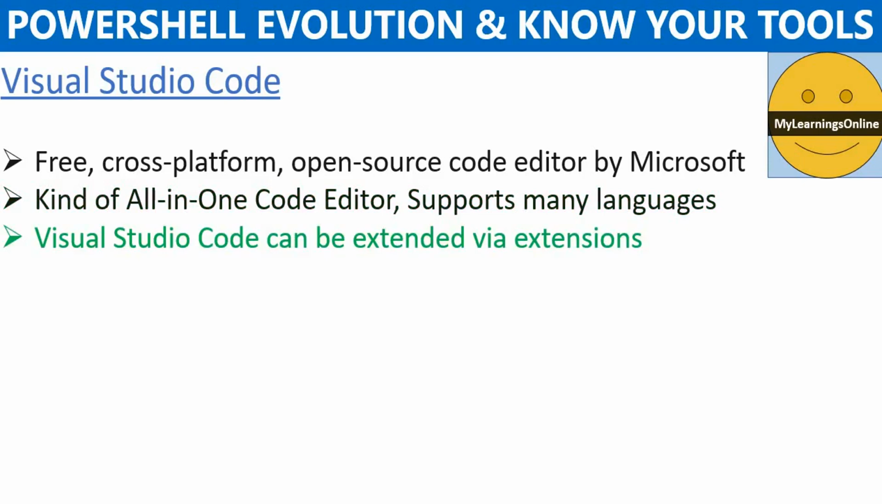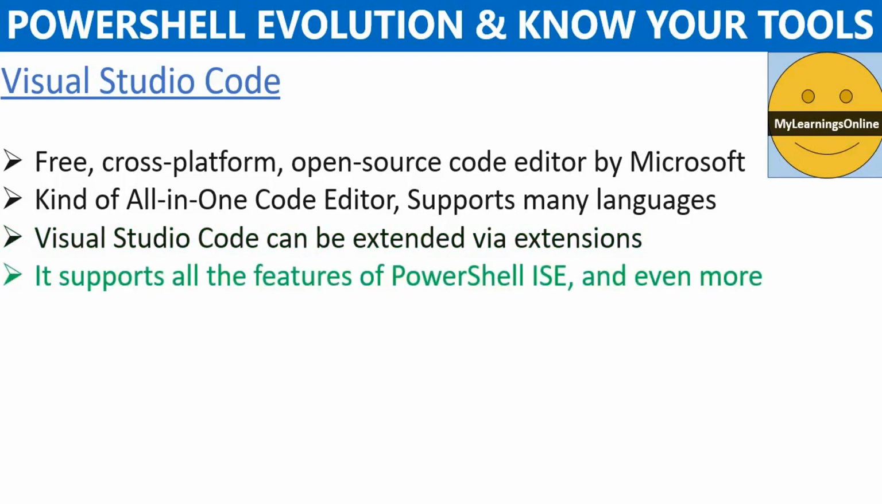An extension is basically a piece of software that, once installed, acts as an interface between VS Code and the language itself. For example, if we want to use VS Code for Python, we need to install the Python extension in VS Code. In the same way, if we want to use VS Code for PowerShell, we need to install its extension in VS Code. VS Code supports all the features that are available in PowerShell ISE. In fact, it provides much more features than that.